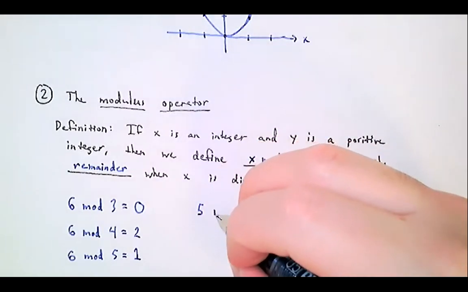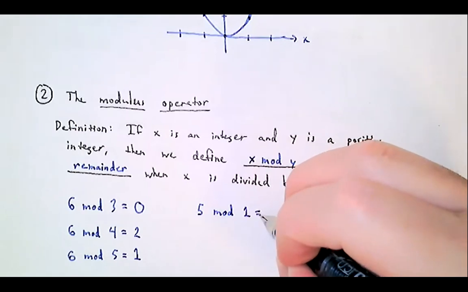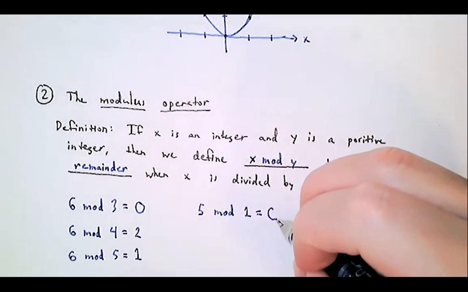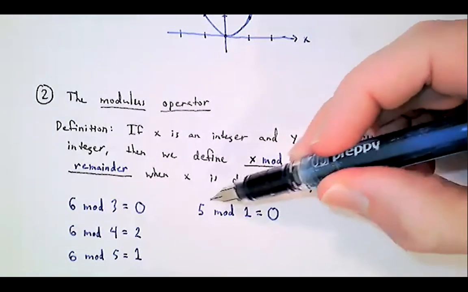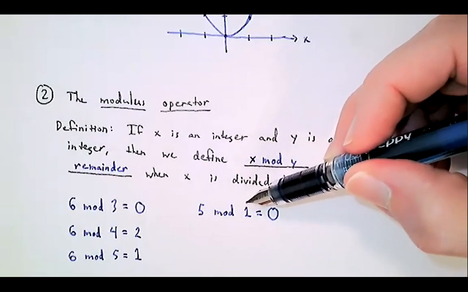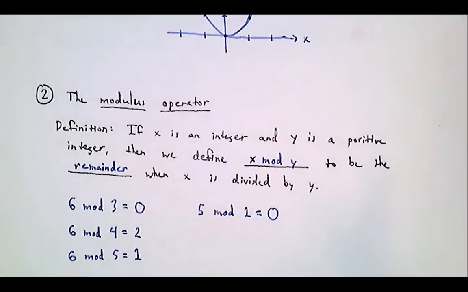Let's try some more numbers. What's 5 modulo 1? 0. Good. And in fact, any integer modulo 1 will always give you 0 because 1 divides everything evenly. It divides whole numbers evenly.